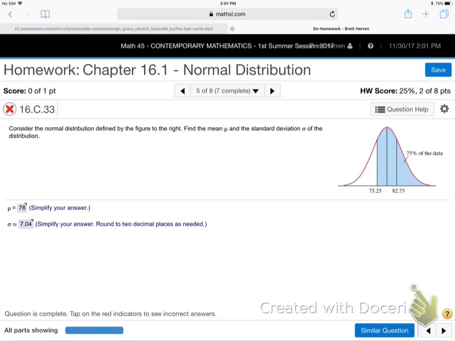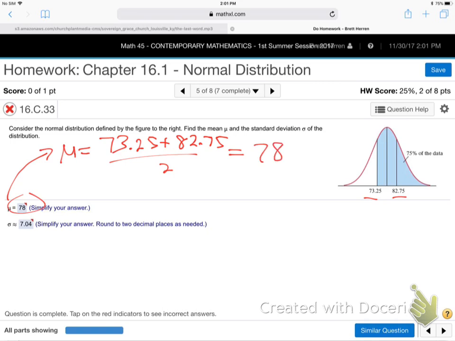Okay. Find the middle. So how do we find the middle? The middle's going to be the average, isn't it? So just add these two. That's 73.25, and the other one, 82.75. And divide by 2. I assume by the answer here, it comes out 78. So that's the middle, 78. Okay, that was easy.